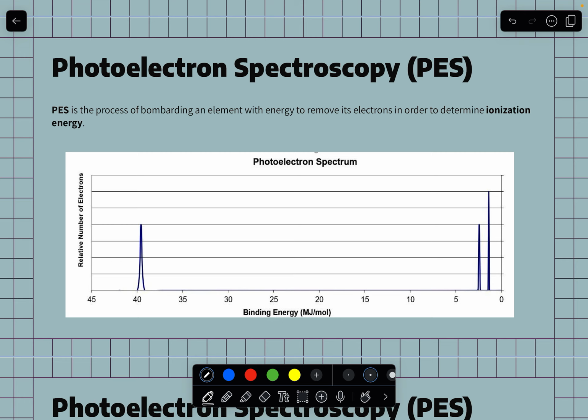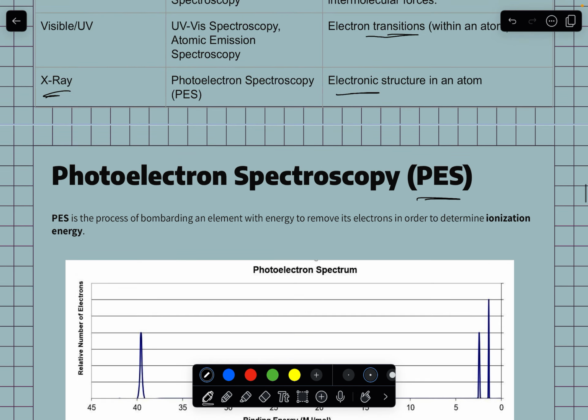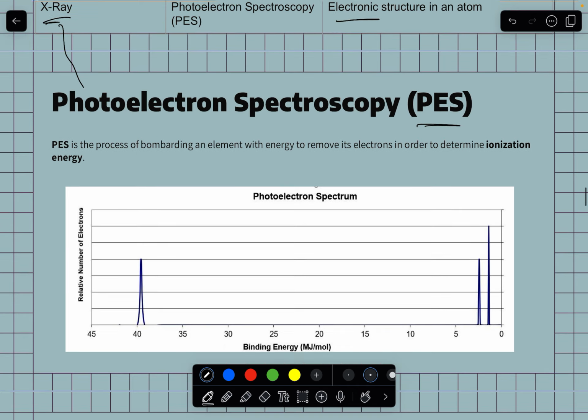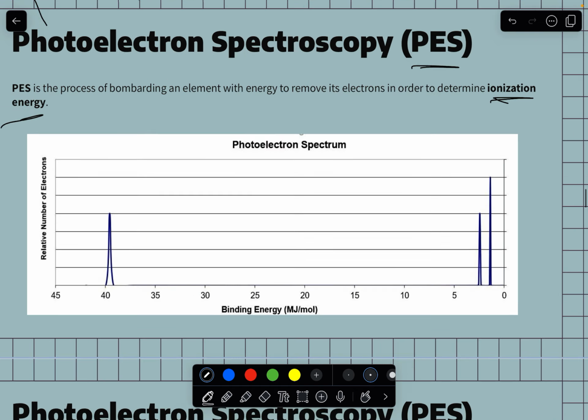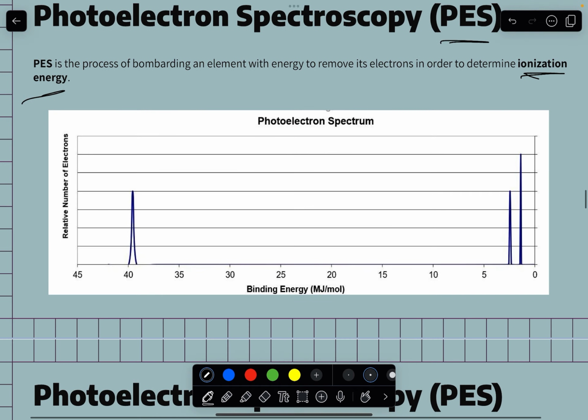Okay, so photoelectron spectroscopy, again, it's a mouthful, PES. PES is the process of bombarding an element with energy, with those X-rays, right? We said X-rays for PES, to remove the electrons and determine ionization energies. Remember, ionization energy is the amount of energy you need to remove an electron. So you're bombarding this atom with energy to remove the electrons and it sees how much energy it needs, right? Based on that, we can see what atoms we have.